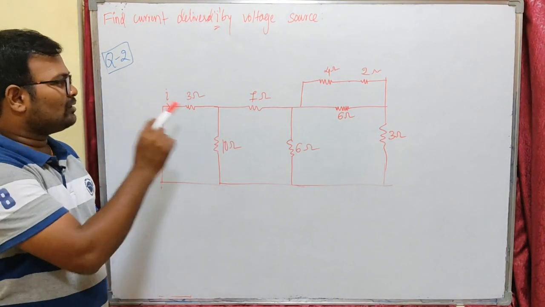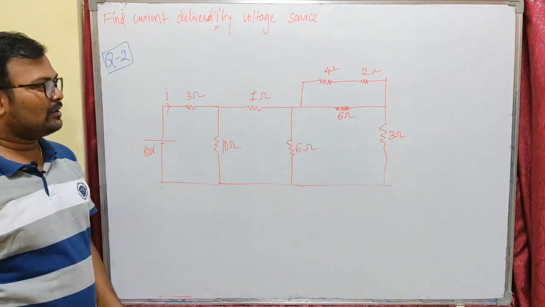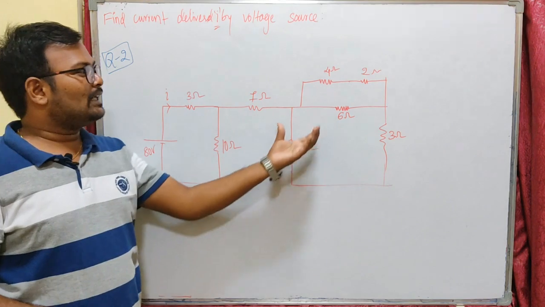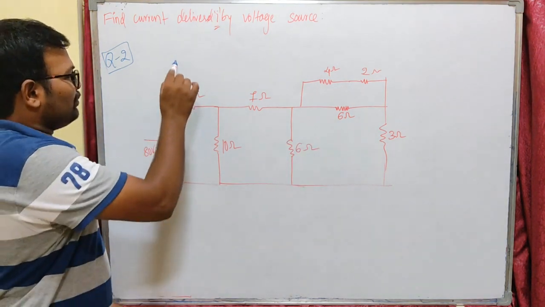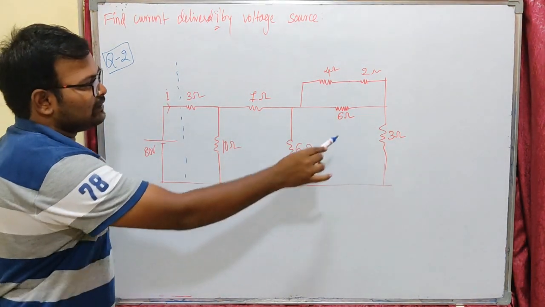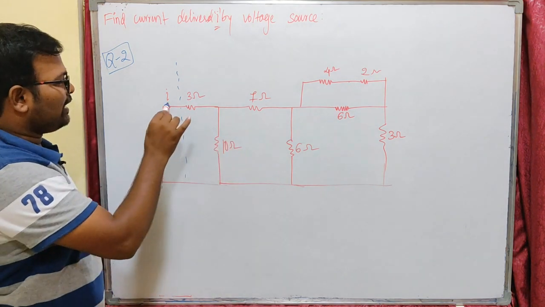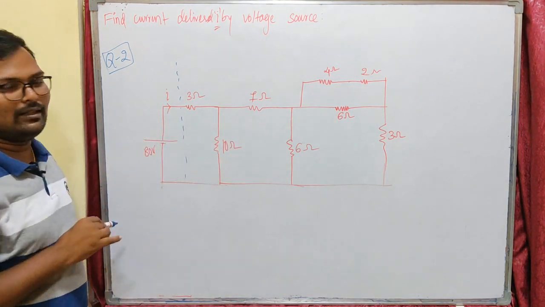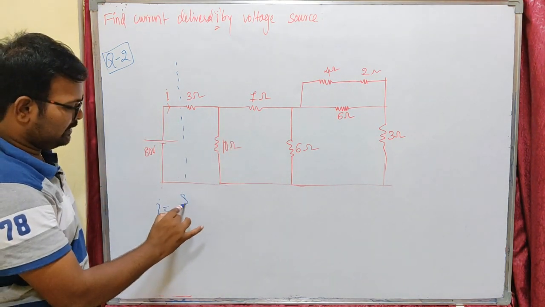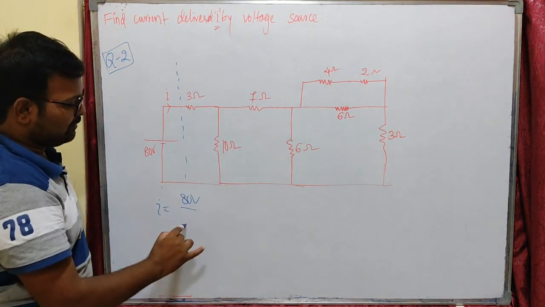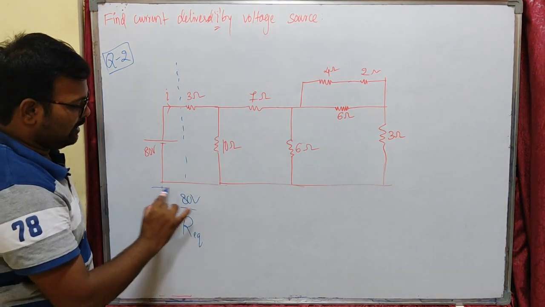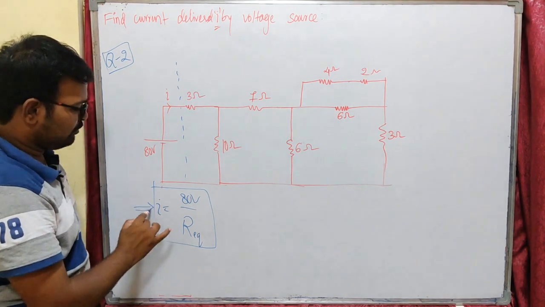So you have a voltage source and a connected network of resistors. You need to find the equivalent resistance of this network. Then you can find the current I equal to the voltage source divided by its equivalent resistance. So I will be equal to 80 volts divided by the equivalent resistance of this network, R equivalent.